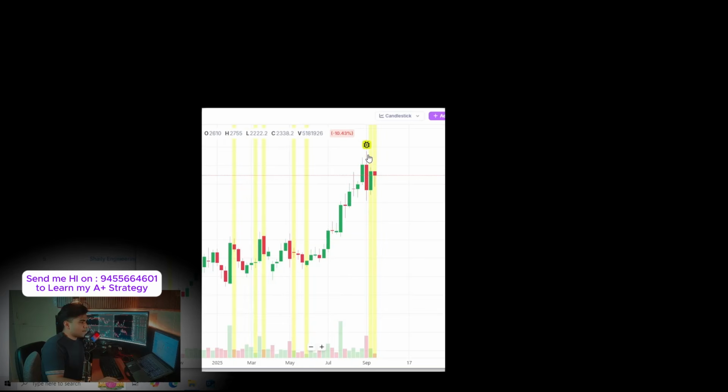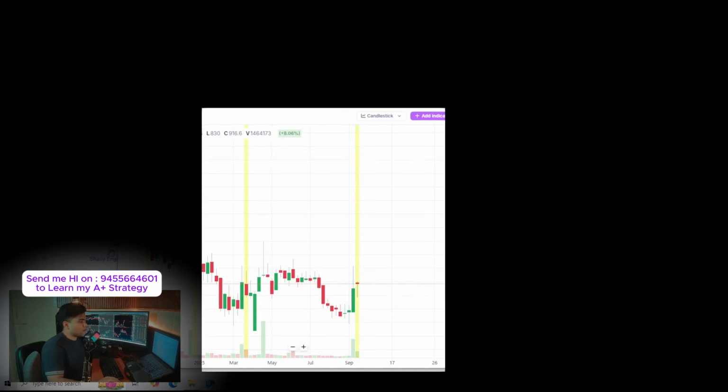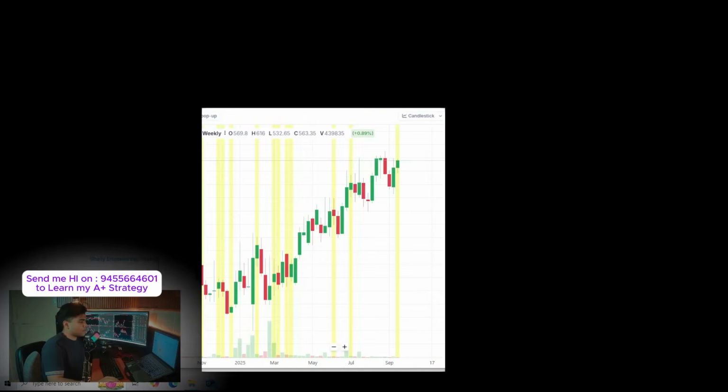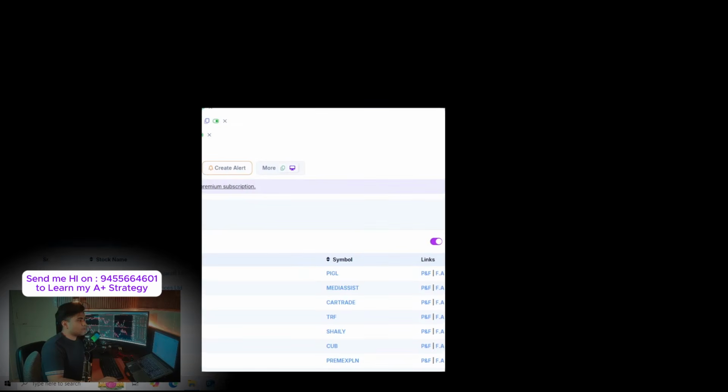For example, if I click on this one, for example, basis, I am sharing this: this is the mother candle right here, and this is the inside week, and then this is again the inside week right here. So in this manner, you will see, again, this is the mother bar, inside week. Again, this is the mother candle, inside week. Okay, this is for the weekly time frame.